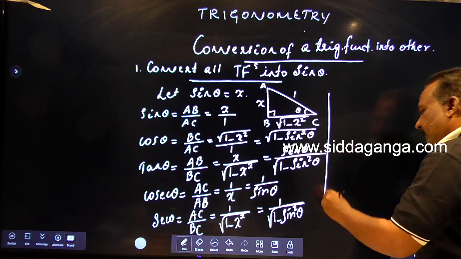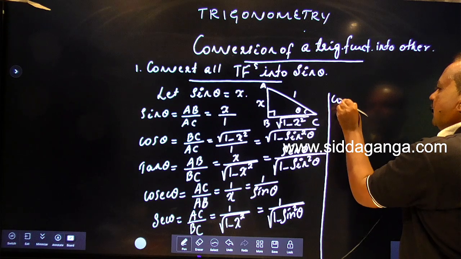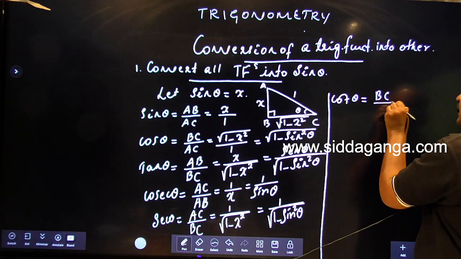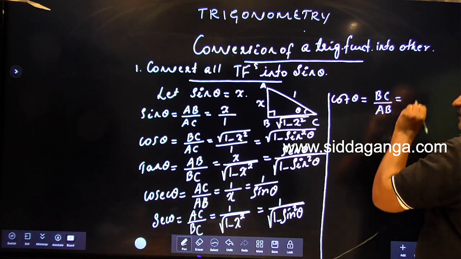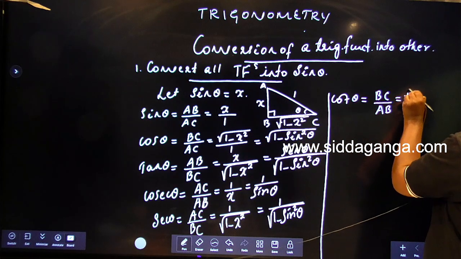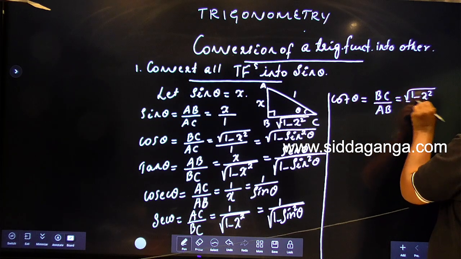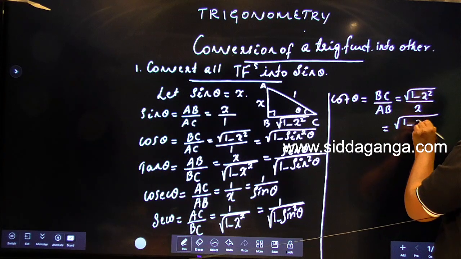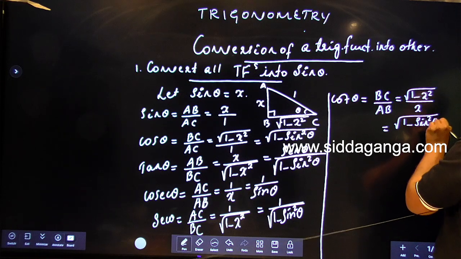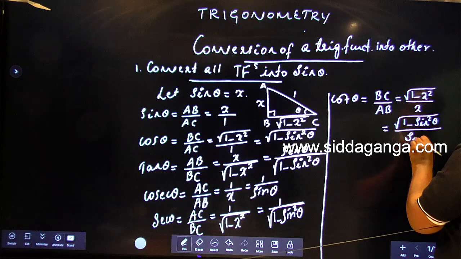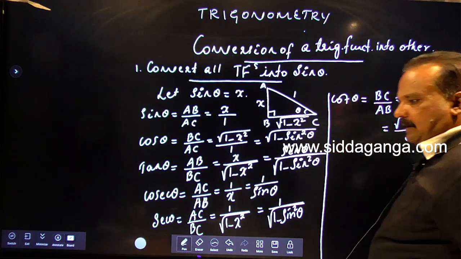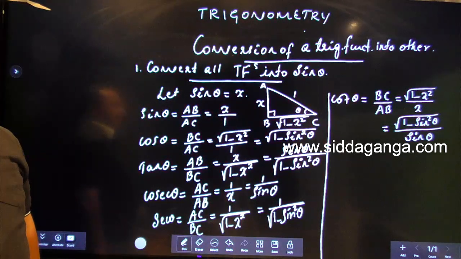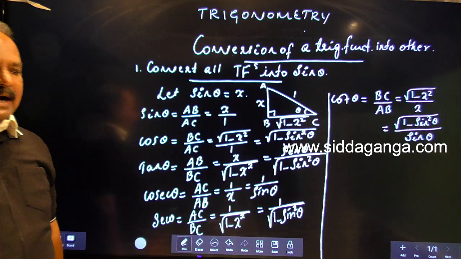The last ratio left is cot theta. What is cot theta? BC by AB. So what is BC? Root of 1 minus x square by AB, which is x. Root of 1 minus what is x square? Sin square theta. Divide by what is x? Sin theta. So this is how you can convert one trigonometric function into another.